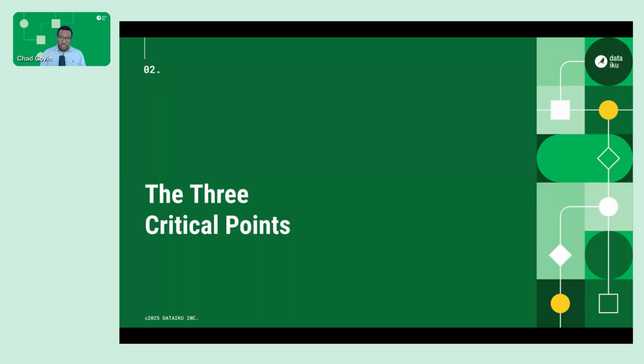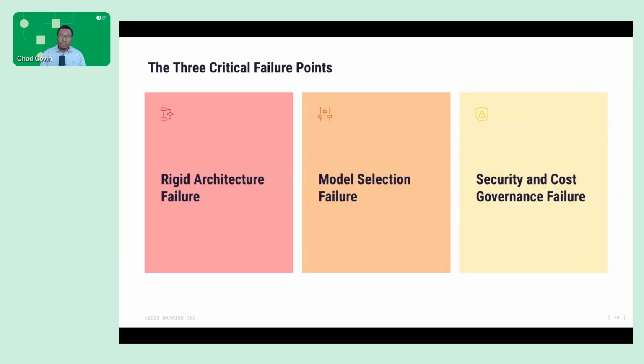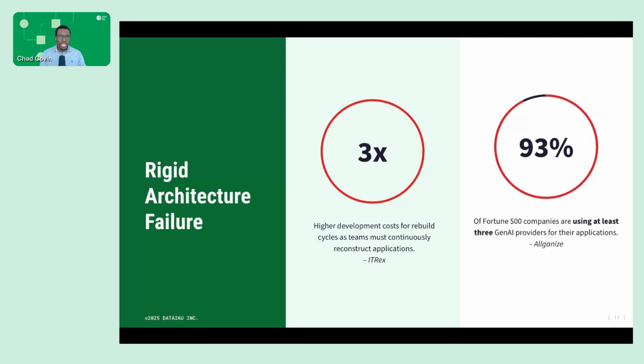So when this isn't done correctly, let's understand some of the three critical failure points. The three critical failure points organizations face are being trapped in a rigid, inflexible architecture that can't adapt, lacking the ability to select the optimal model for each specific use case and balancing performance and cost, and ultimately losing control over the security and the total cost of their GenAI and agent applications. So let's look at each of these a little further. Let's start with the first critical point: rigid architecture.